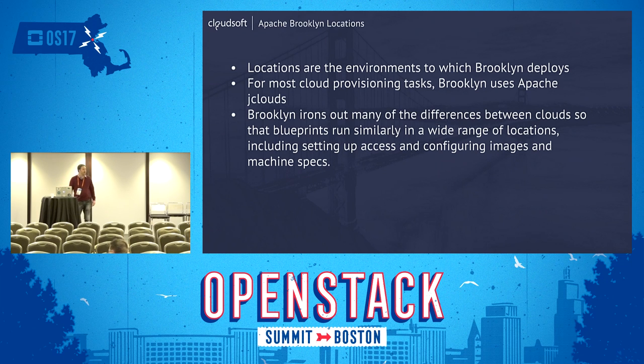So one of the key abstractions in Brooklyn is a location. This is the way that Brooklyn irons out many of the differences between different clouds. Usually, for these different cloud locations, the provisioning tasks will be carried out by Apache jclouds behind the scenes. You can configure the locations to include a wide range of configuration properties such as images and machine specs.